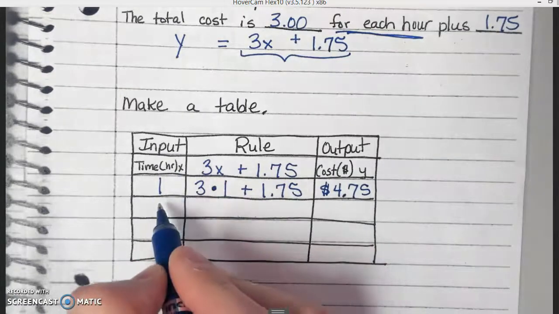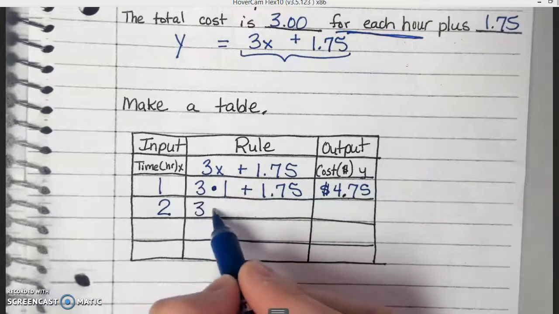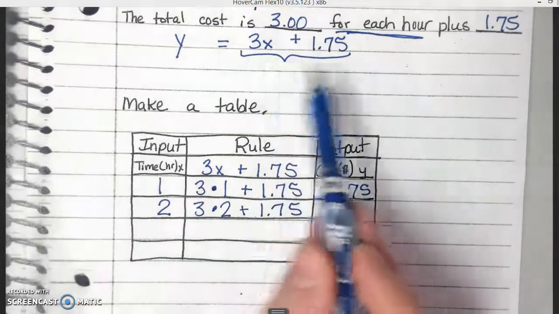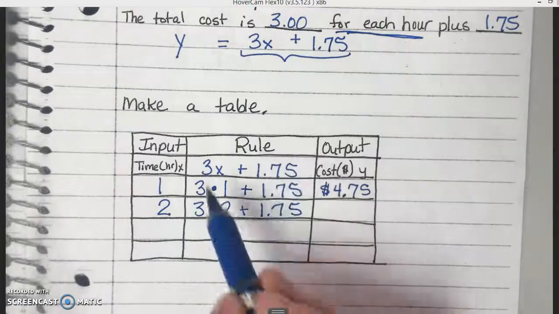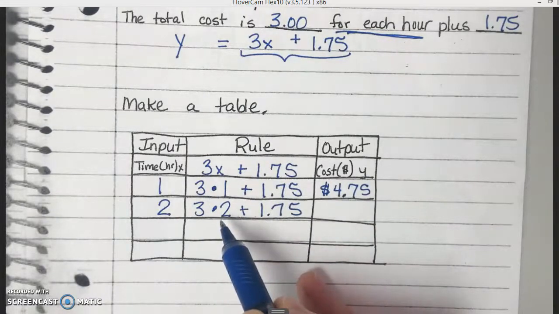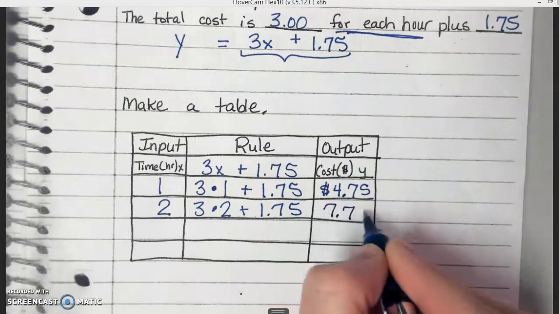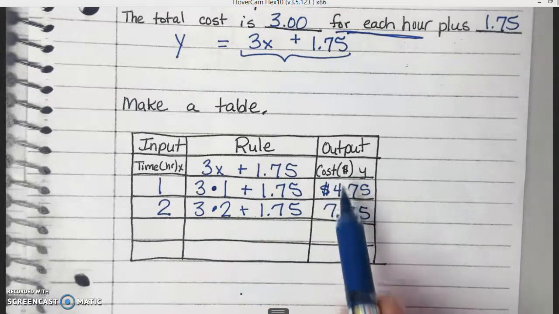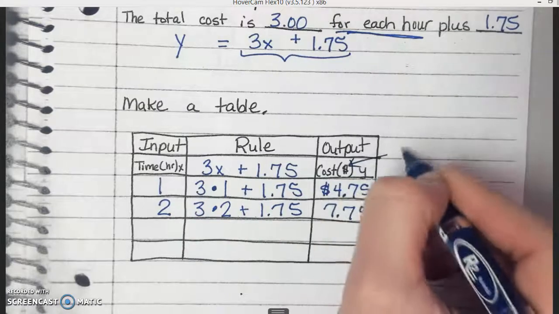Alright, so when I put 2 in for X, instead of using a 1, I'm going to put in a 2. And the rest of it's the same. So my rule is still the same. It's still that equation to figure out what Y is going to be. So 3 times 2 is 6 plus 1.75 would be 7.75. You can go ahead and leave the dollar sign off. You don't have to put the dollar sign yet, because we can look up here and see that this is cost. It's got the dollar sign there.